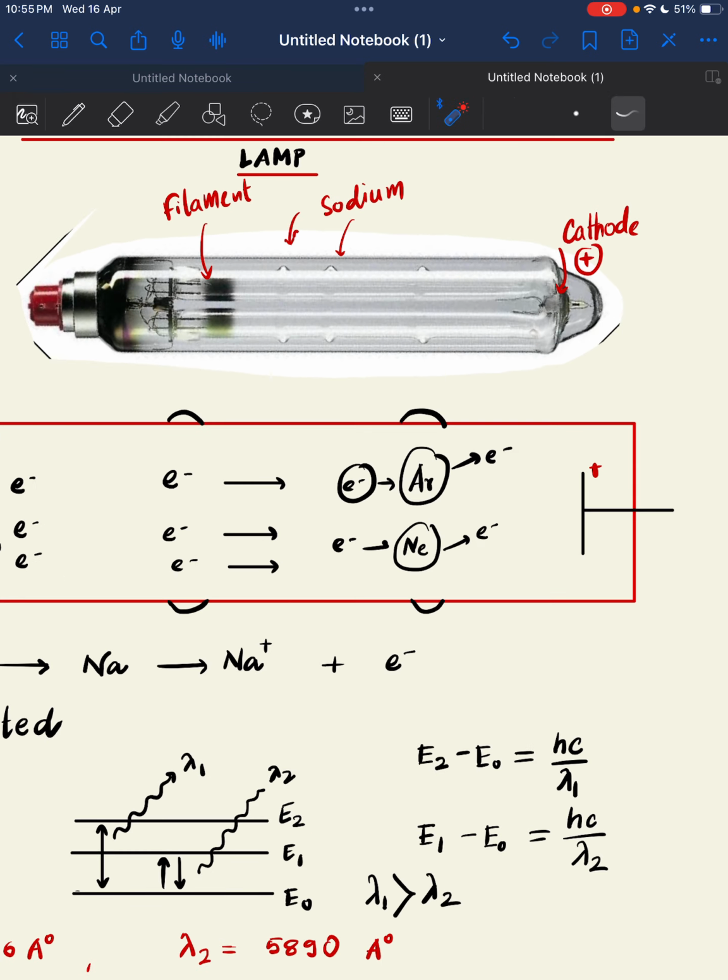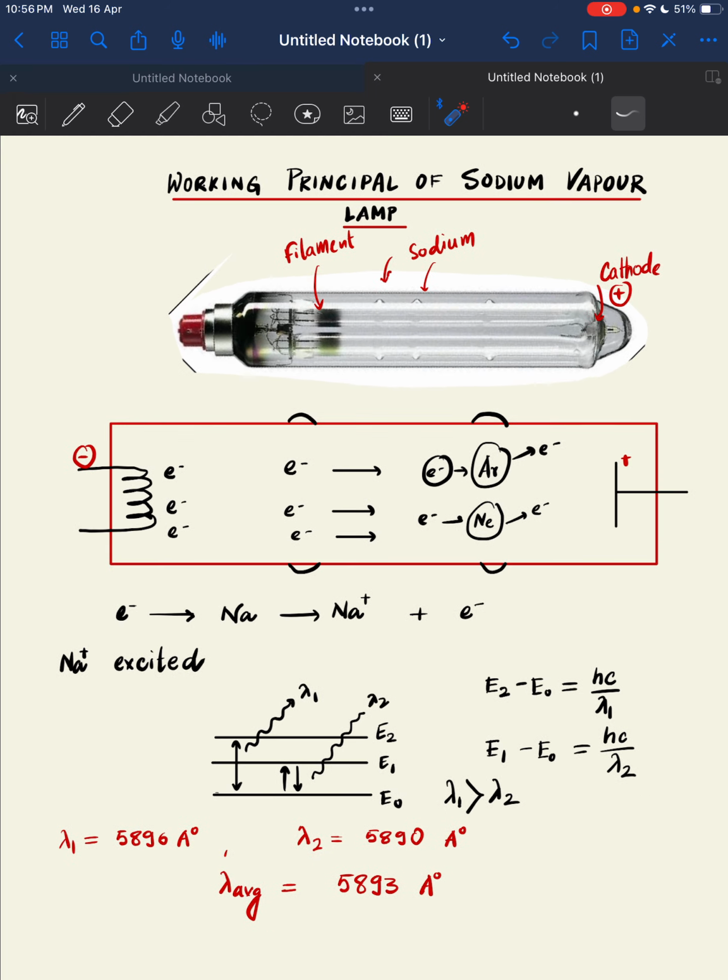So this is a sodium vapor lamp. These are the filaments in the sodium vapor lamp, and this filament is maintained at a negative potential, and there is also a cathode which is maintained at a positive potential. Now when you apply a power supply and apply a voltage between these two terminals, let's say about 450 volts, and the filament is heated, then electrons will be generated by thermionic emission. So electrons will be ejected out from the filament.